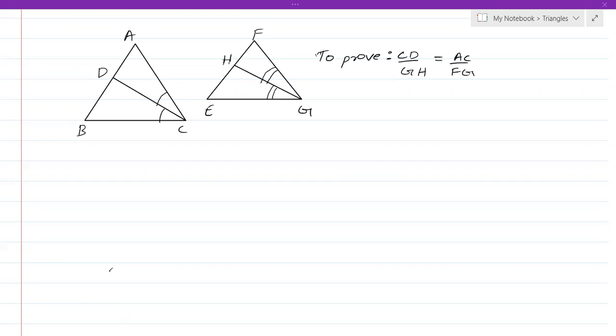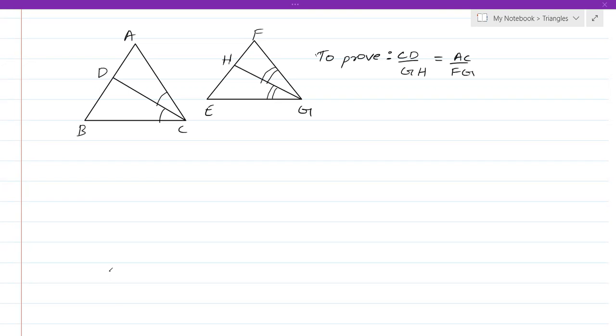Okay, students, let's see the next question, the 10th one. CD and GH are respectively the bisectors of angle ACB and angle EGF such that D and H lie on the sides AB and FE of triangle ABC and triangle EFG. It is already given that triangle ABC is similar to triangle FEG, and we have to show three things. Let's concentrate on the first one: CD by GH is equal to AC by FG.